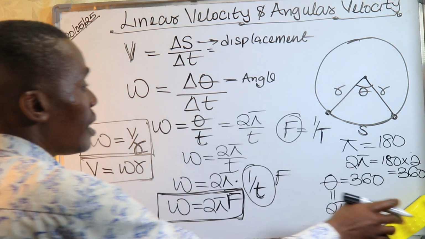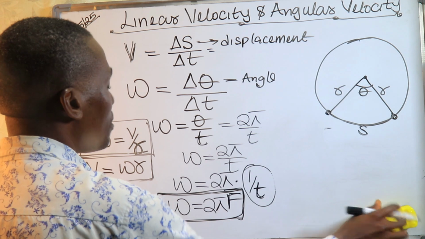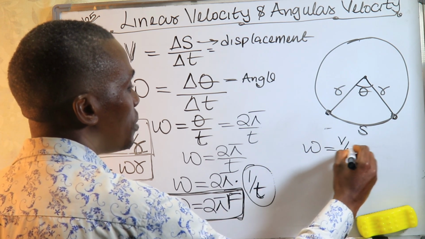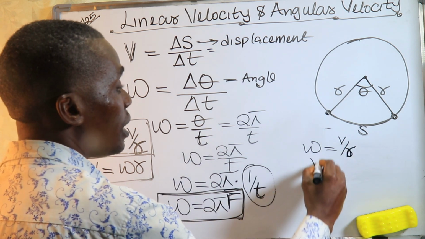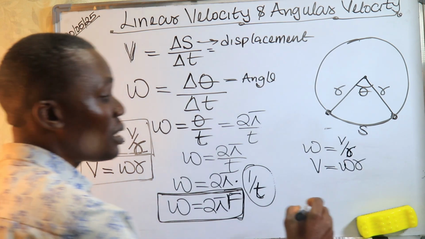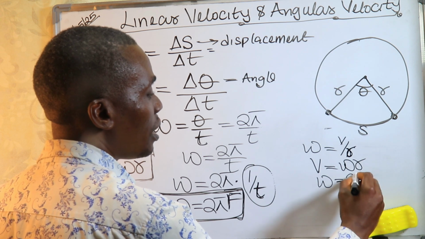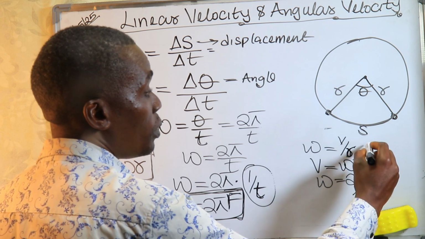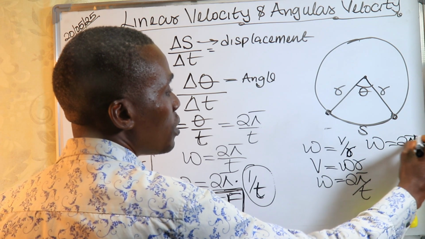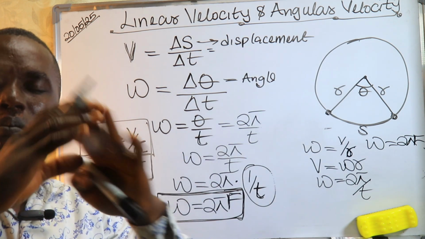Now for this video class, we have derived some formulas. Pay attention, this is the summary of what we have derived. We have derived that angular velocity equals linear velocity divided by the radius. And we have derived that linear velocity equals angular velocity times the radius. And we have derived that angular velocity can equal 2 pi divided by the time. And we have derived that angular velocity equals 2 pi times frequency.